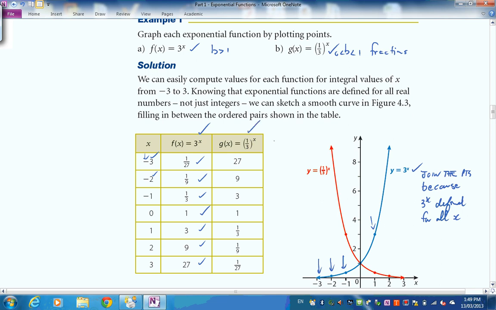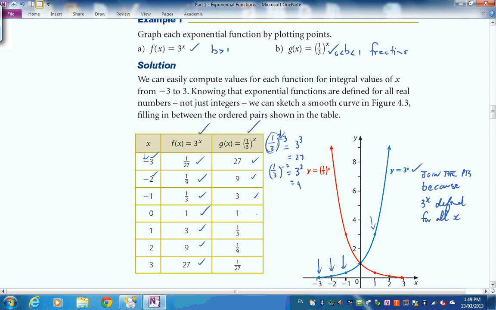Well, a third to the neg 3, we better look at that. A third to the neg 3. First of all, the negative means the reciprocal, so the negative power means 1 over a third, which is 3 to the 3, which is 27. And then a third to the neg 2. Negative power means 1 over, so that's equal to 3 to the 2, or 9.